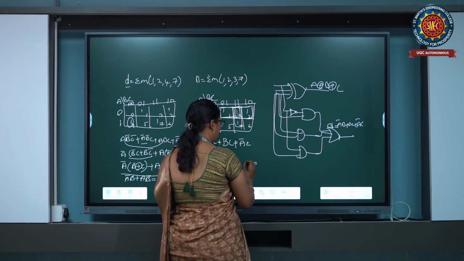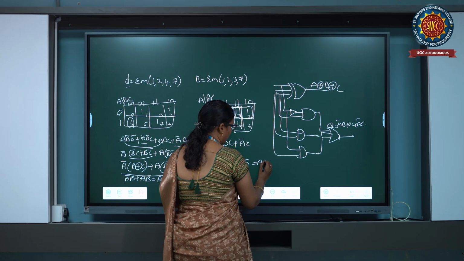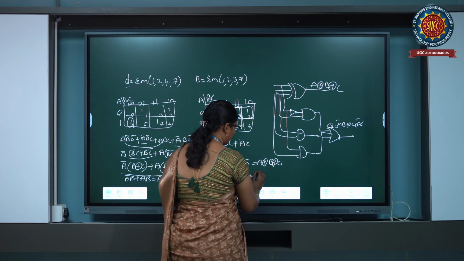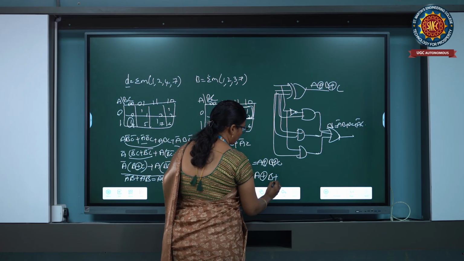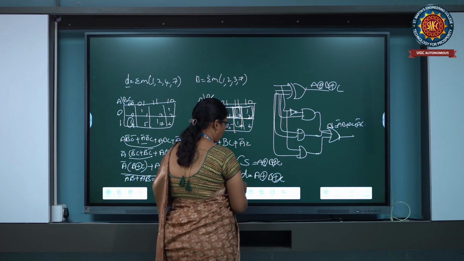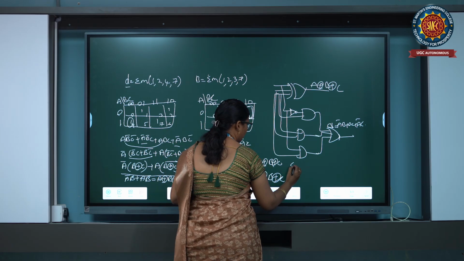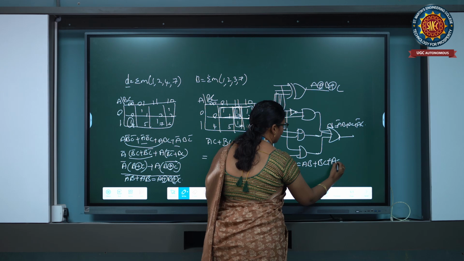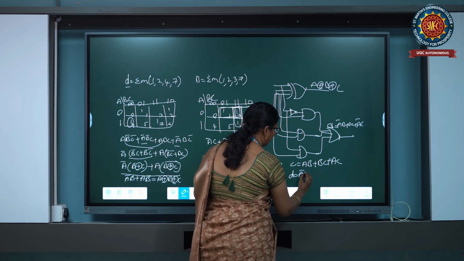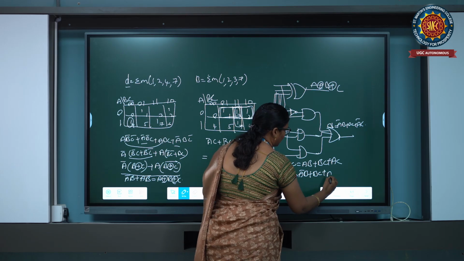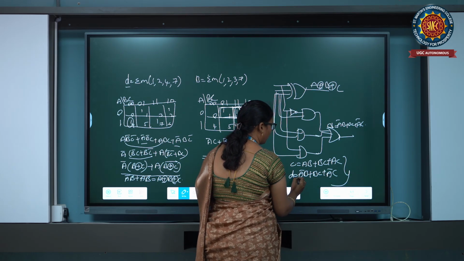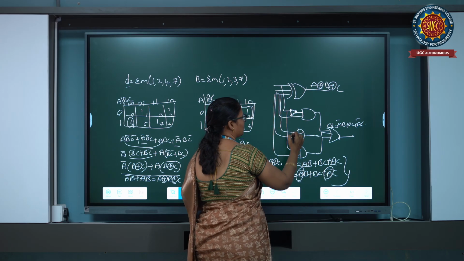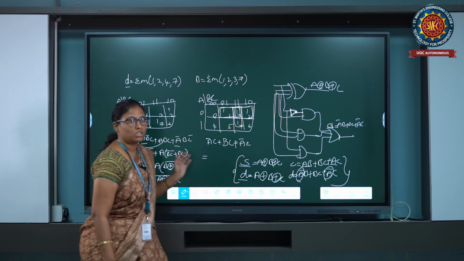If we consider the expression of the full adder, the sum we got is A XOR B XOR C. The difference expression is also A XOR B XOR C. The same expression we got for the sum and the difference. The carry we got is AB plus BC plus AC, while the borrow expression is A bar B plus BC plus A bar C. If you observe this expression, only one input, that is A bar, is given to the NOT gate. From this we can realize the full subtractor.